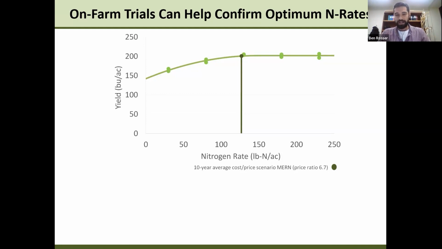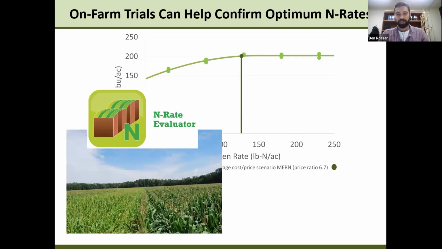And the optimum rate of nitrogen in this field was about 120 pounds an acre. You can see that green line. That was the optimum based on the prices of corn and prices of fertilizer. Of course, it's a lot of work, and you have to have some statistical tools to do this. So it's really not very practical to do from an on-farm perspective.